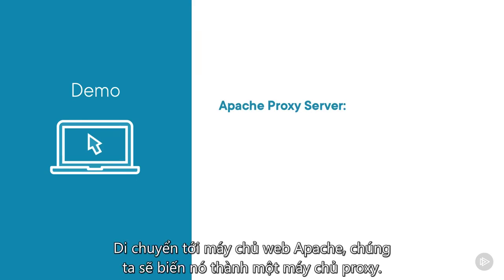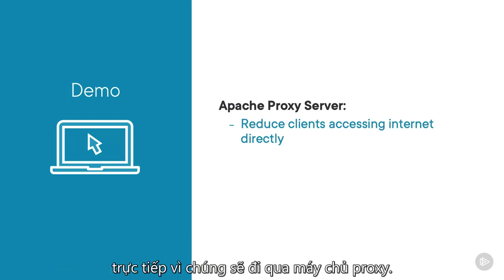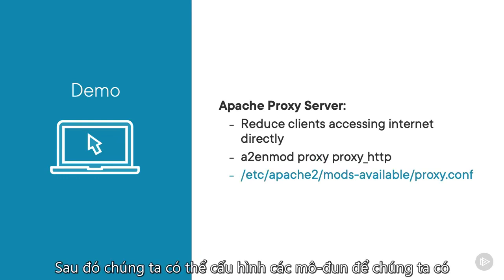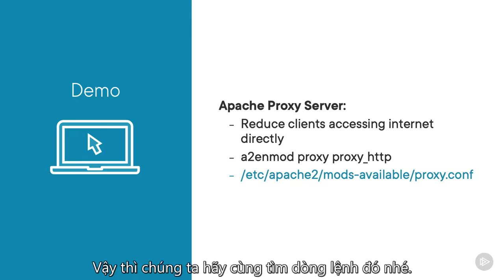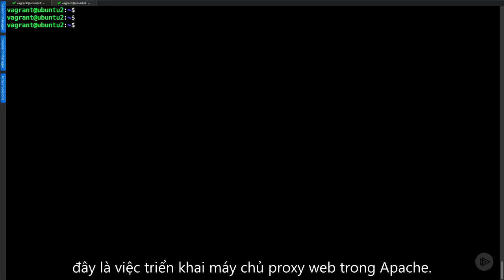Moving out to our Apache web server, we're going to turn it into a proxy server. We're going to reduce the number of clients needing to access the internet directly because they'll go via the proxy server. And we're going to enable the proxy and proxy_HTTP modules. We can then configure the modules so we've got the desired security that we need. So come on, let's find that command line. Now, I don't know about you, but I'm getting very excited about this, implementing a web proxy server in Apache.